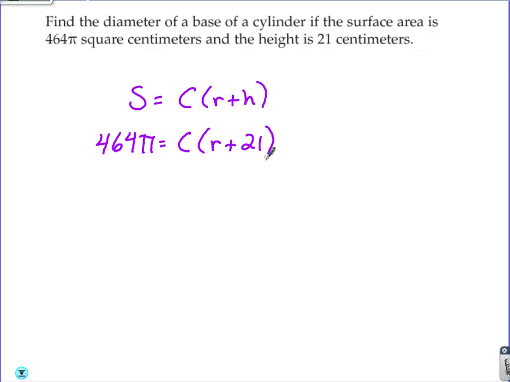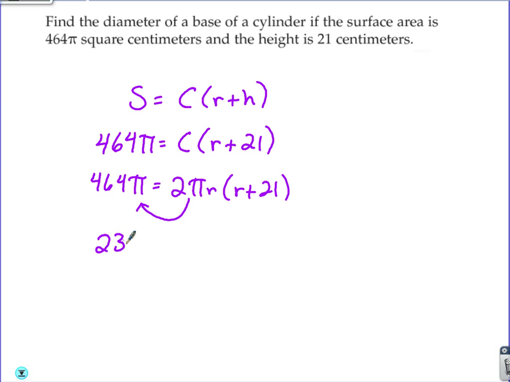Because for your circumference, you're going to have to plug in pi d or 2 pi r, and you're going to end up with a quadratic. So you would have 464 pi equals 2 pi r times r plus 21. You would divide by 2 pi, which would give you 232 equals r squared plus 21r. It'd be the same equation, so you're going to be working it the same way.